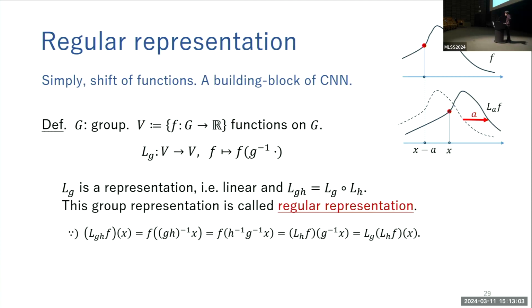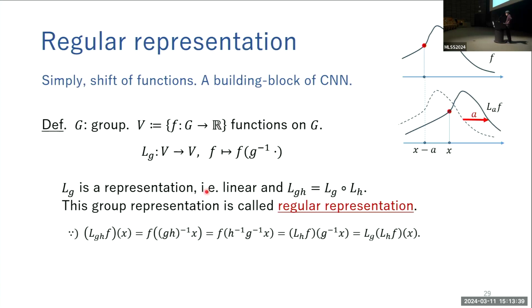This corresponds to the shift of functions by g. Let's consider the simple example of R and functions on R. R is the additive group, and the shift is the group action or the group operation. If we shift the function by a, the corresponding function can be defined in this way. You may think that the g inverse may look a little bit fancy. Why not g?